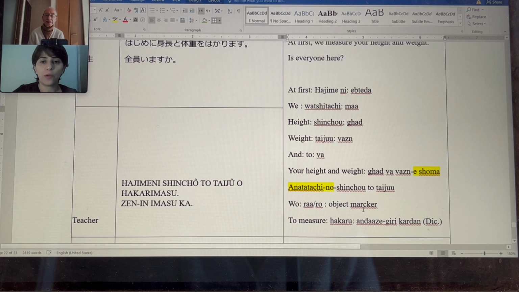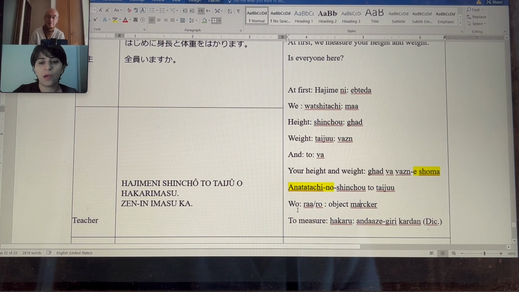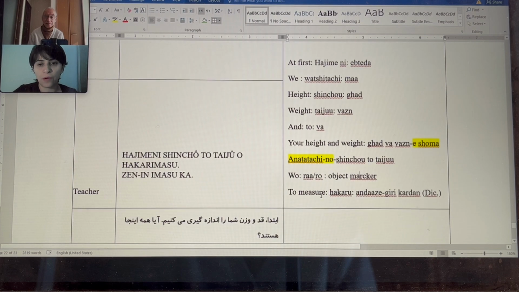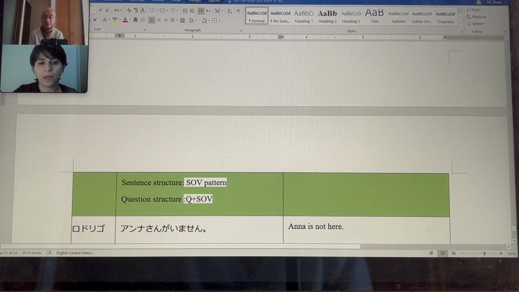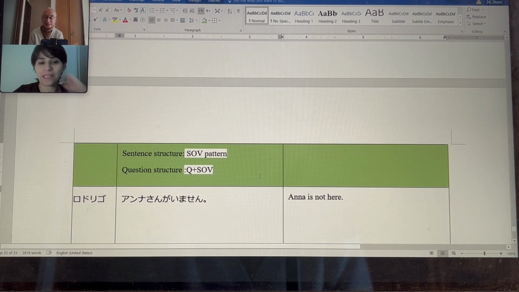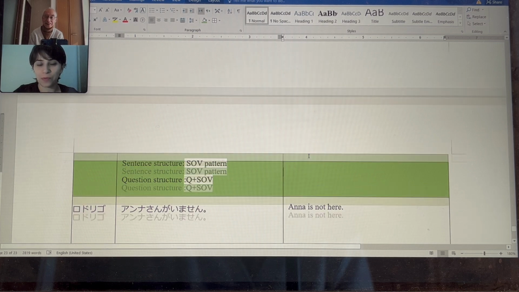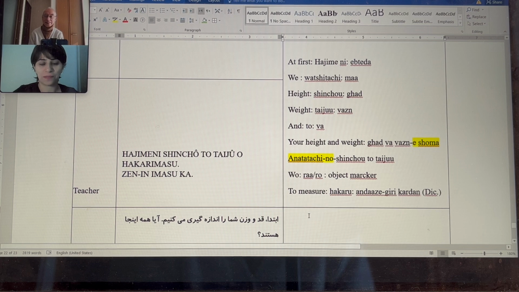Yes. Okay, now you have all this data, right? At first, your height and weight, measure. So you have all this information for making a sentence in Persian. Do you want to try? Question. No, very difficult. It's not difficult. You know, the sentence structure in Persian is SOV pattern. Subject, object, verb. So let's put all this together. Okay?